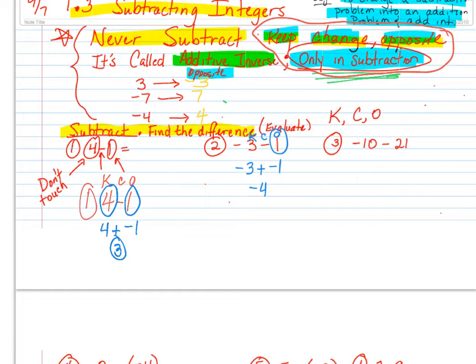Write down number 3. -10 minus 21. Is this a subtraction problem? Yes. Do we do subtraction? No. What do we do, class? Keep, change, opposite. Bring down your -10. Don't touch it. Change subtraction to addition. And what is the opposite of 21, Jada? Now we're back to last week. So figure out for me what negative 10 plus negative 21 is. How many of you got negative 31? Okay.